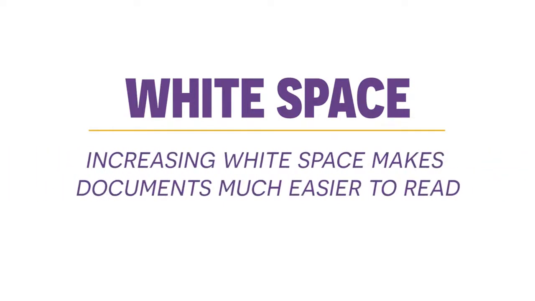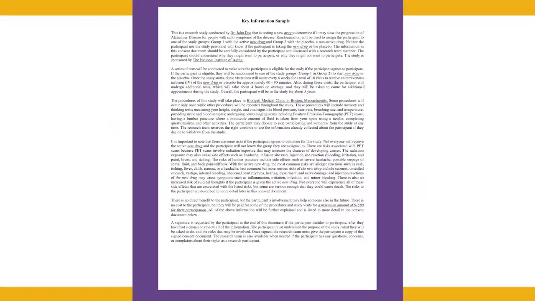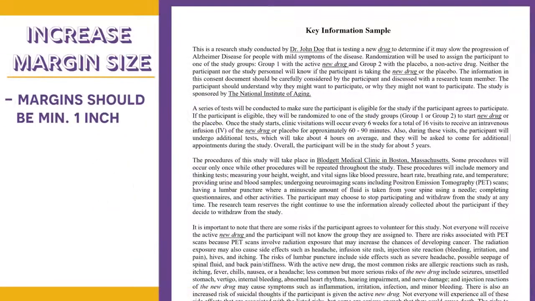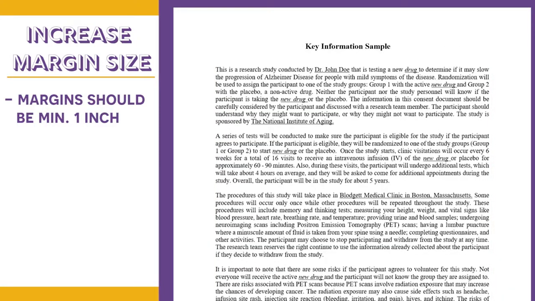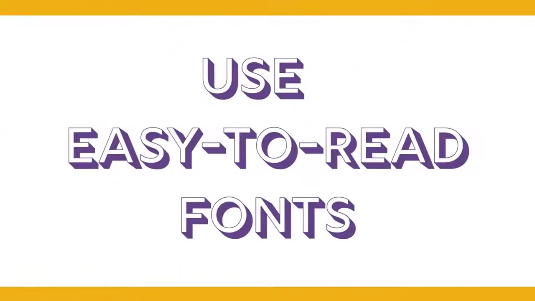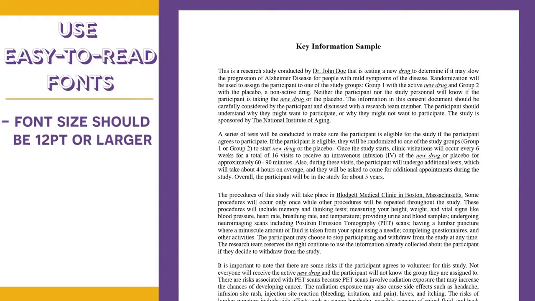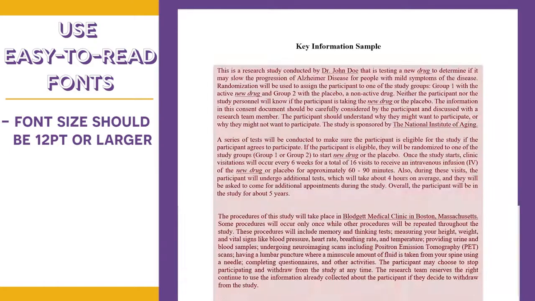Increasing white space makes documents much easier to read. So let's talk about some ways we can increase white space using this example. Increase margin size. The margins of a document should be a minimum of 1 inch for the entire key information. Use easy-to-read fonts. Your font size should be 12 point or larger. In this example, the font size is only 11.